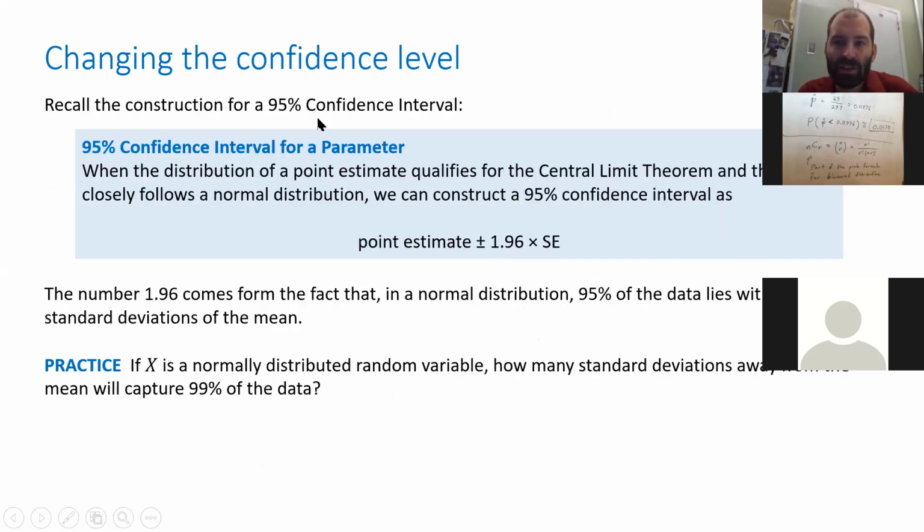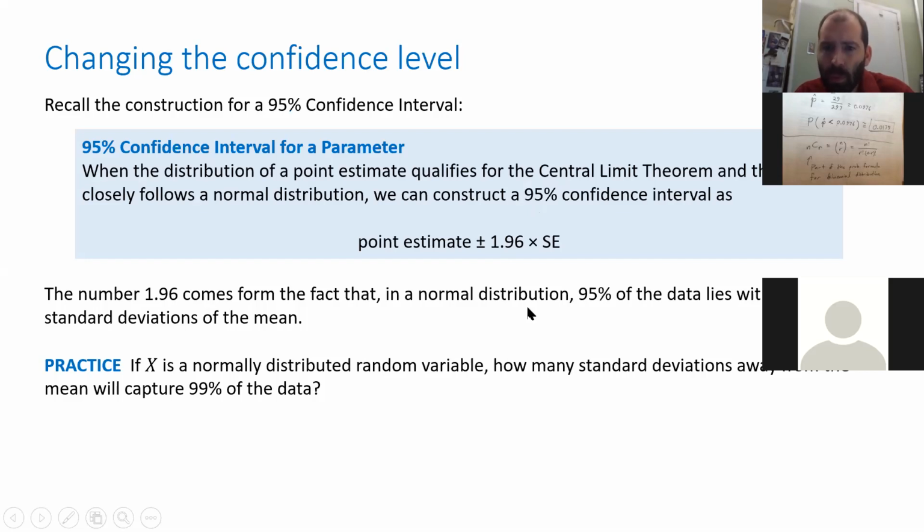So let's see how to construct these. Recall the construction for a 95% confidence interval. It's the point estimate plus or minus 1.96 times the standard error. Right? That was the formula. Where did the 95% come in? Well, remember, that's when we went to StatCrunch. I typed in 0.95 and then it spat out 1.96. So the number 1.96 is the part that came from the 95%.